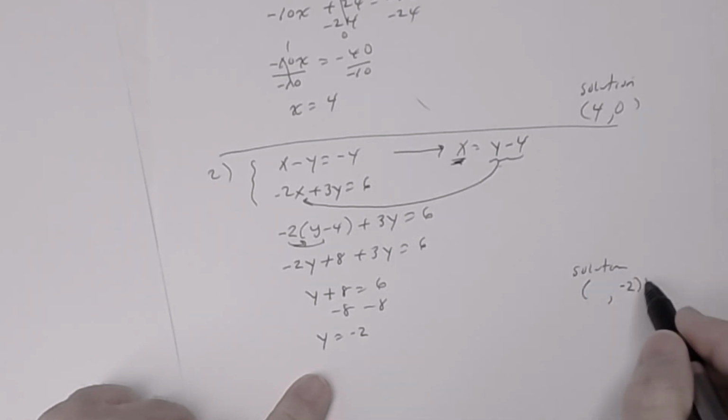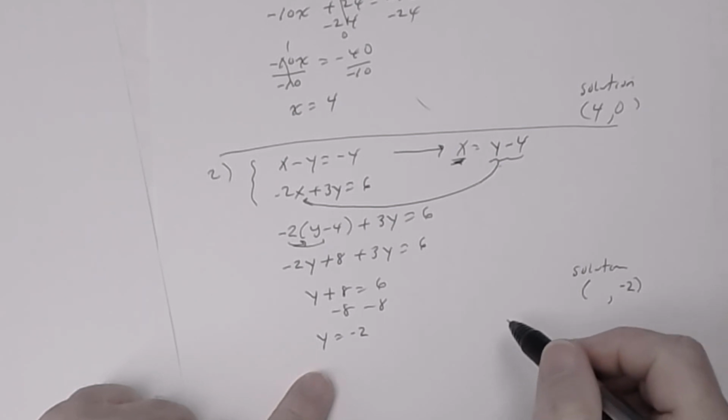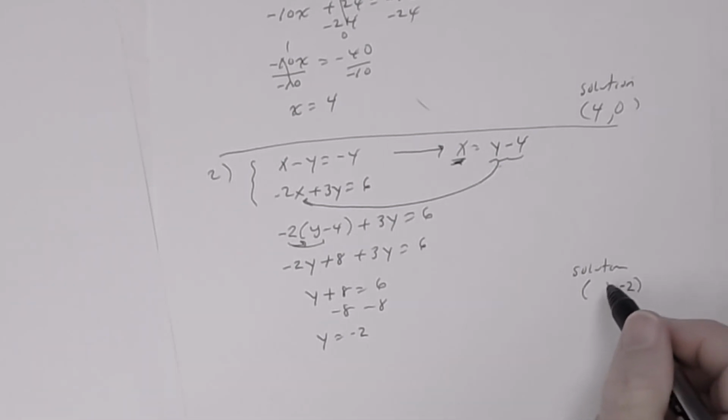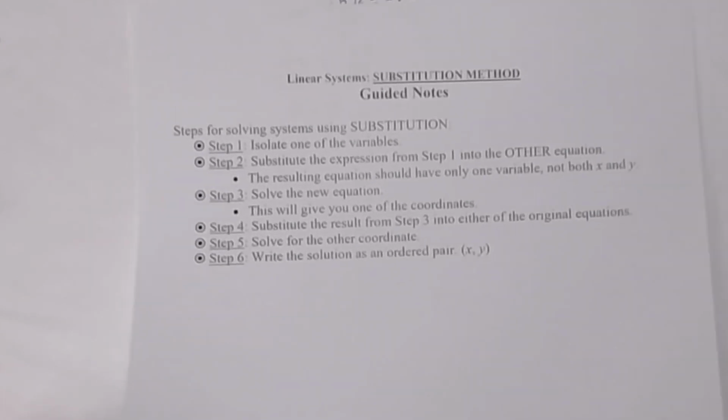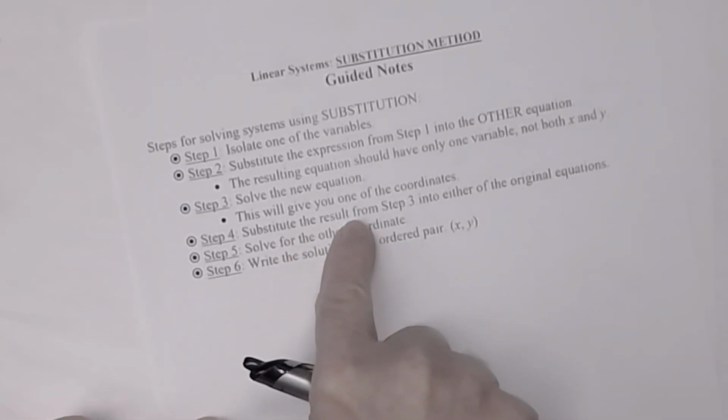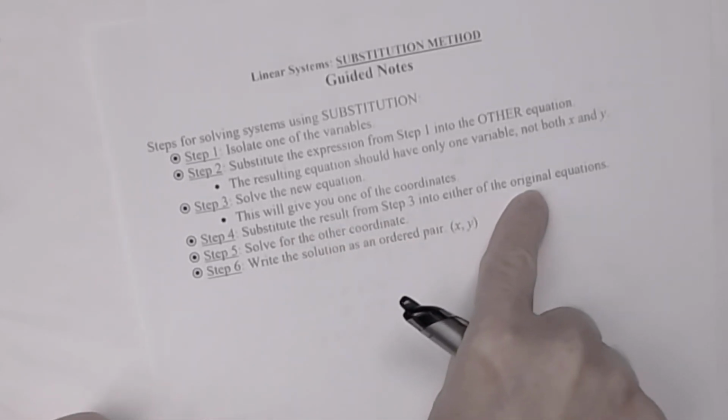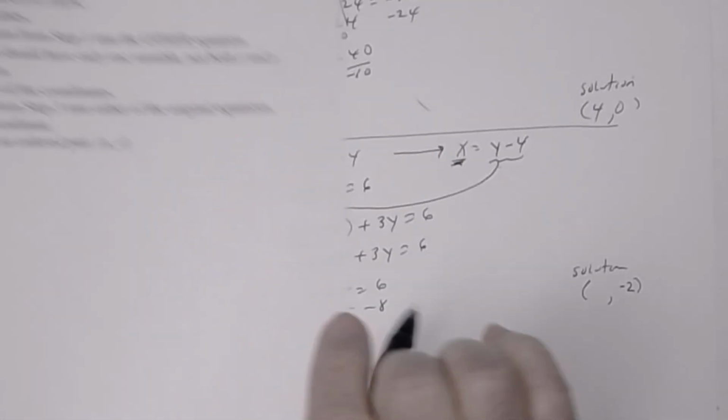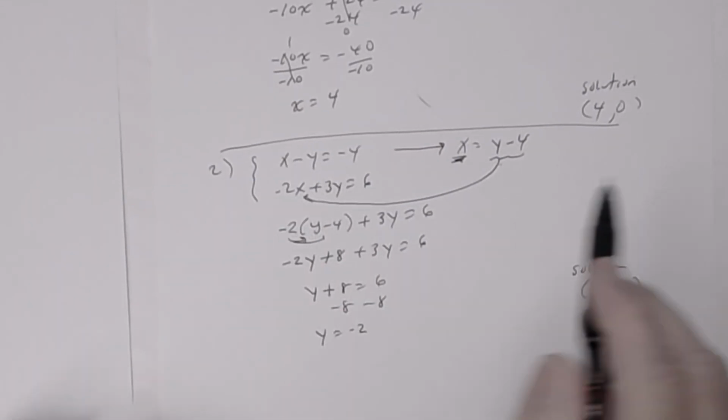So remember, the directions said write the solution as an ordered pair. To find the x coordinate, to find what x is, step 4 says I take what I just found and substitute into either of the original equations, the originals. So these are my originals, right?